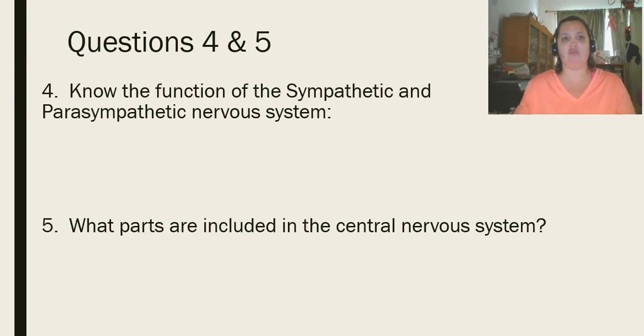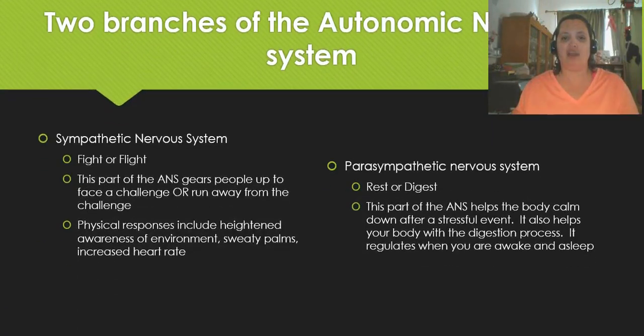All right, rocking and rolling, questions 4 and 5. Let's talk about the function of the sympathetic and parasympathetic nervous system and the parts included in the central nervous system. The sympathetic and parasympathetic systems are in the autonomic nervous system. This is an involuntary system. It's one we can't really control. We can eventually get control of our reactions, but there's that split second where it's going to kick in and we can't necessarily control it.